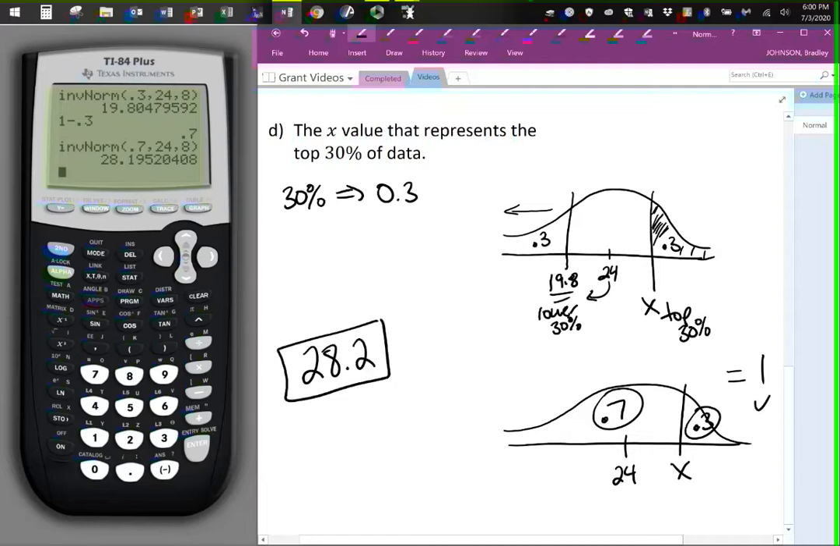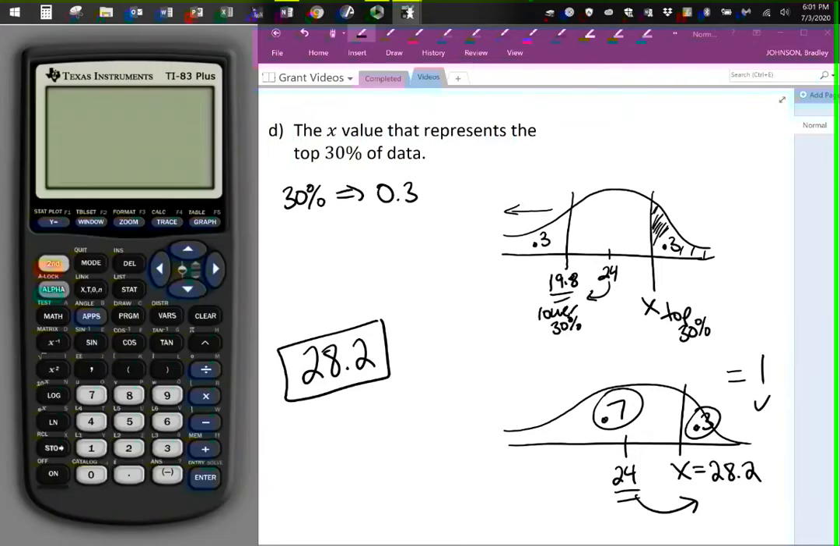Okay, 28.2. Now, does this logically make more sense? If you look at this, 28.2 makes much more sense to us, right? It's to the right of 24. And that's why drawing a little sketch will help you if you accidentally made that mistake of finding the lower 30% instead of the top 30%.